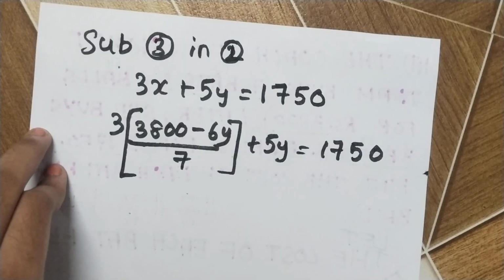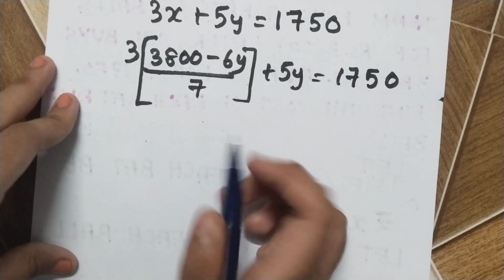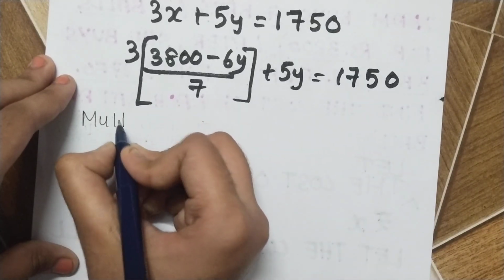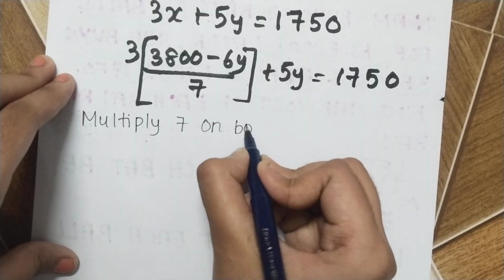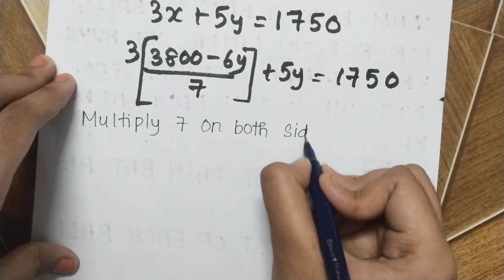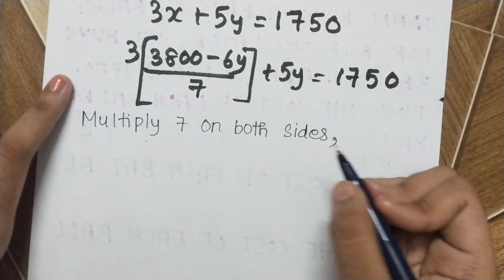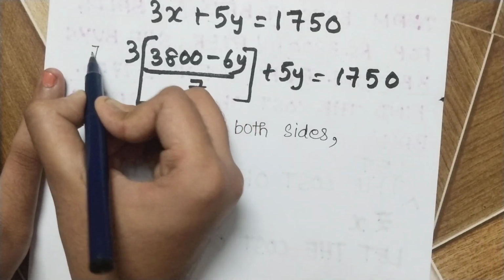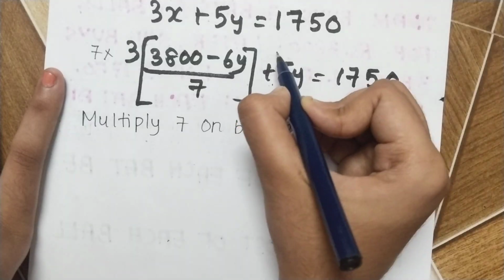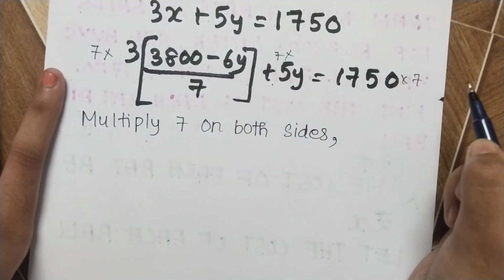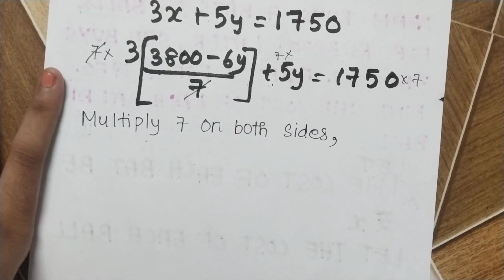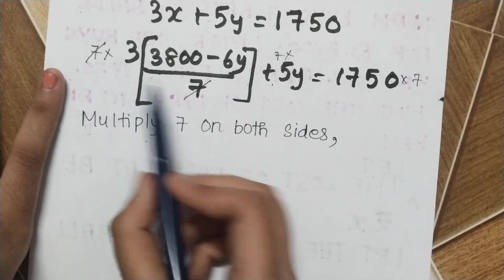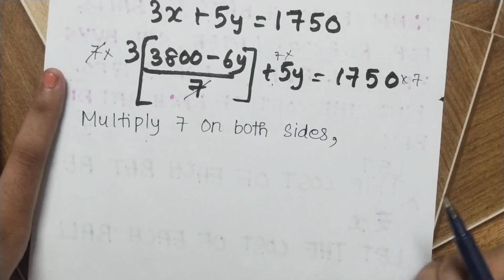1750. Okay. So now what I'm going to do is I'm going to multiply 7 on both sides. So if I multiply, here 7 into all the terms. Am I right? So if I multiply here, this 7 and this 7 will get cancelled out. So I don't have any denominator, so my simplification will be easier.